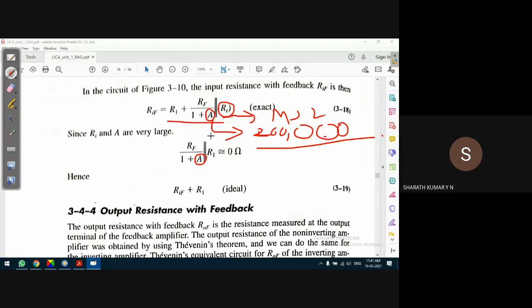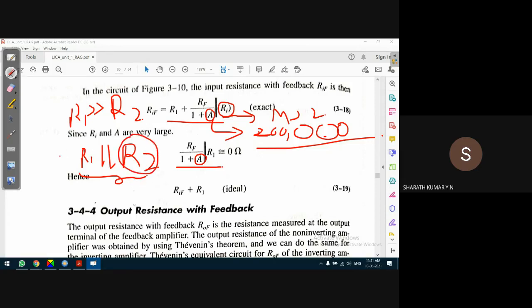Considering that, when two resistances are in parallel, that is R1 in parallel with R2, even if R1 is very much larger than R2, the effective resistance is smaller than the smallest resistance. So this effective resistance Re will be smaller than the smallest resistance R2. That's how it is done.